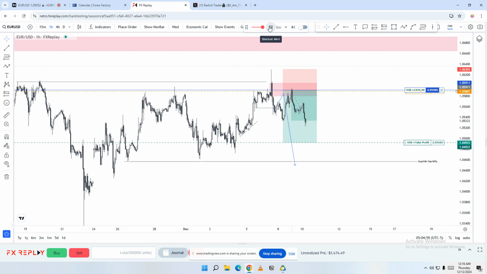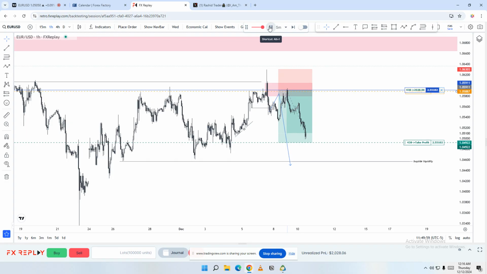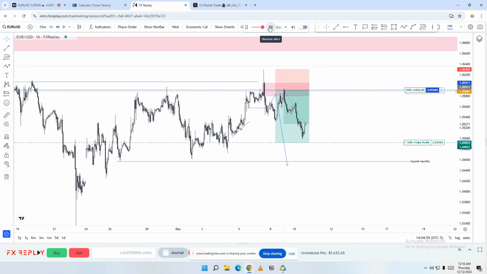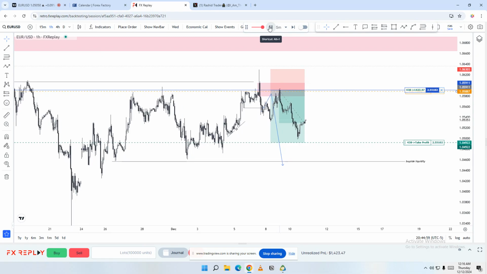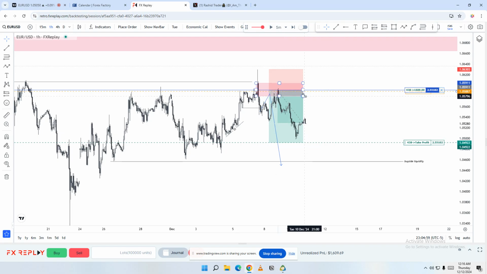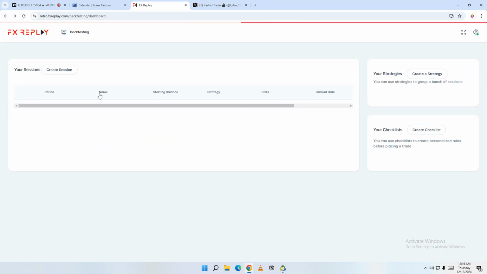As you can see, it's running. All right, let's keep holding this. I don't know, it's stopped playing, but it hit the full TP over here. I don't know why it stopped playing, but let's see why it stopped.